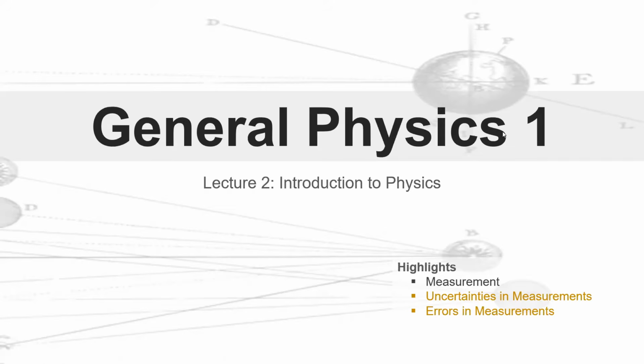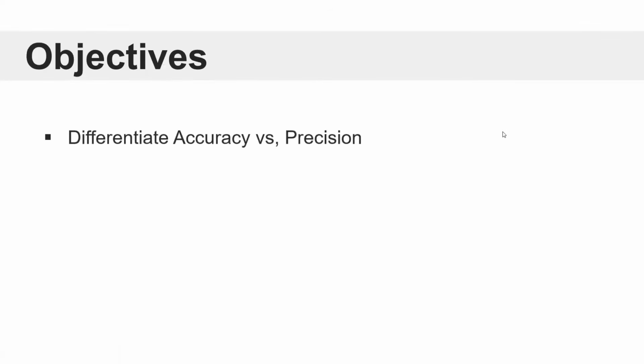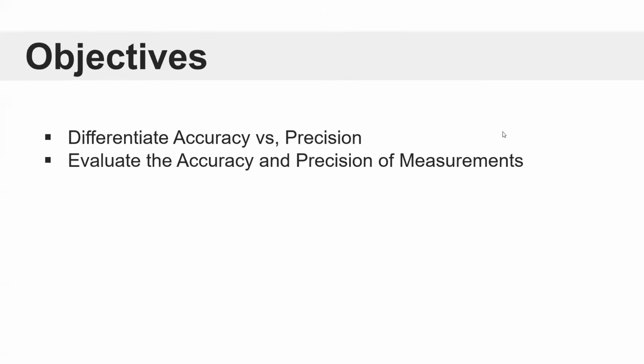To continue our discussion on the introductory topics in physics, we are going to highlight how to estimate errors and uncertainties in measurements. Our objectives for this lecture are the following: to differentiate accuracy from precision, and to evaluate the accuracy and precision of measurements by estimating the errors and uncertainties of our measurement.